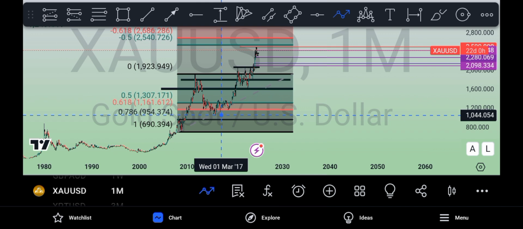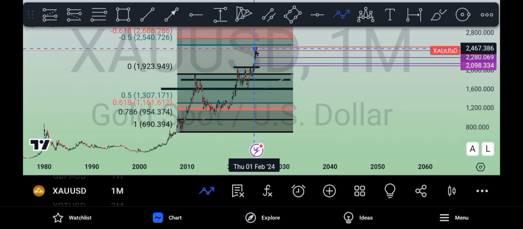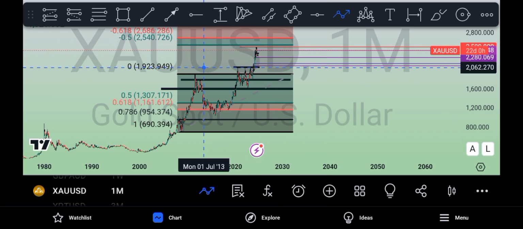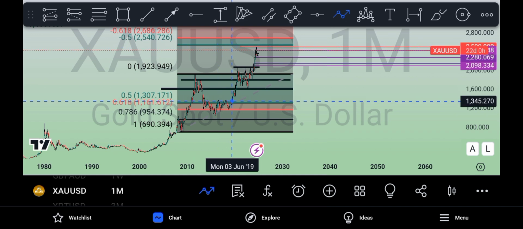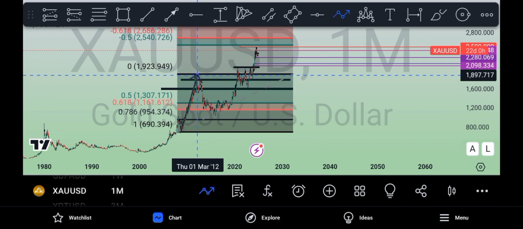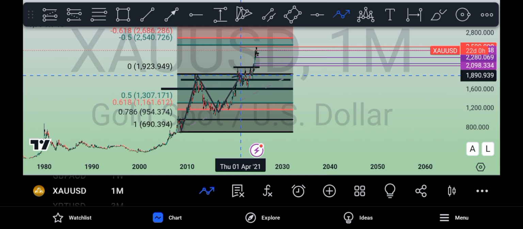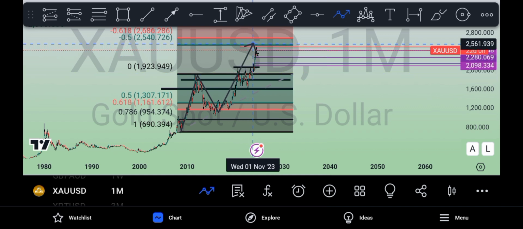The extension of this push to the upside is still lining up with this 25k. Sorry, 2,500 is a very, very important level in the market. Yes, because this is a low, this is a high. The market pulled back into the retracement level, the golden zone, and then boom, all the way to the upside.